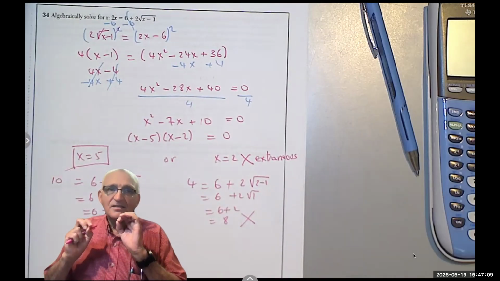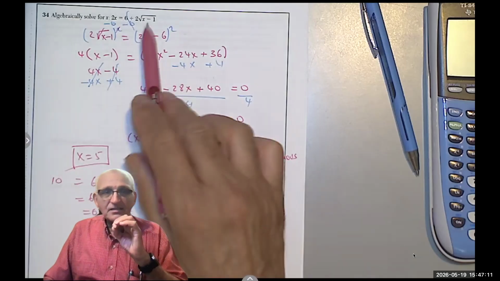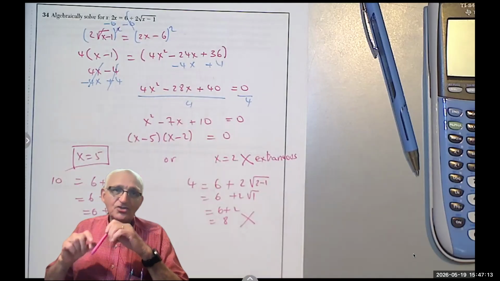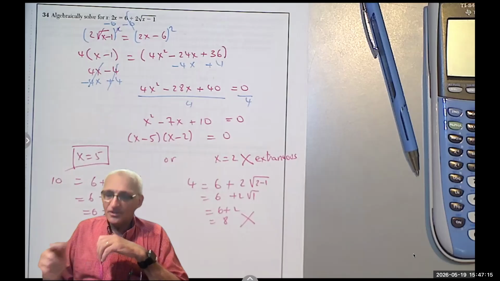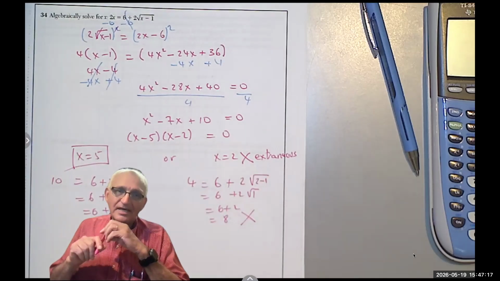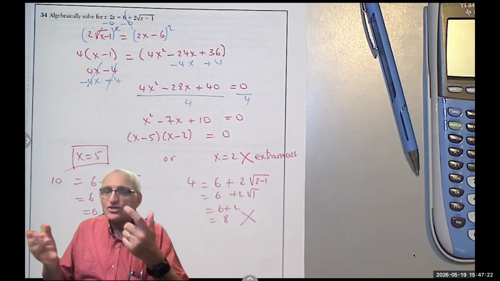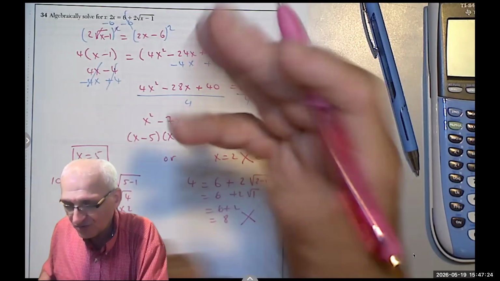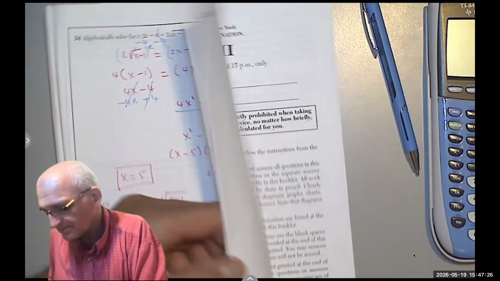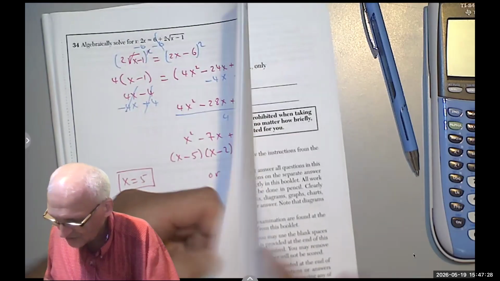Please, when you see a radical square root in your equation and you are solving, you have to check both answers. Okay, as I said, with natural log, sometimes you will have to do that. When you exponentiate, sometimes you get extraneous solutions also.